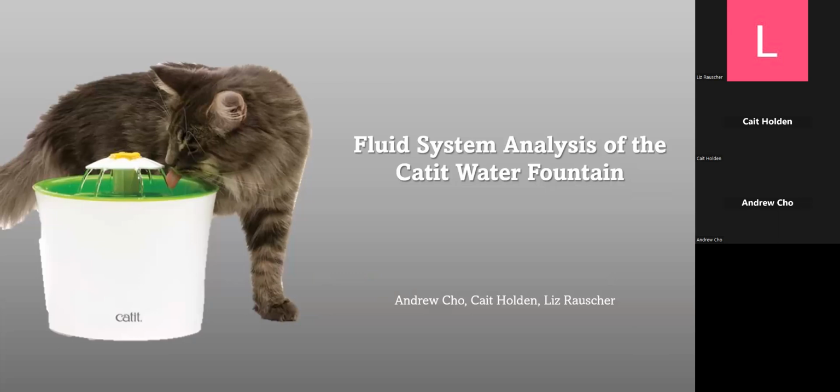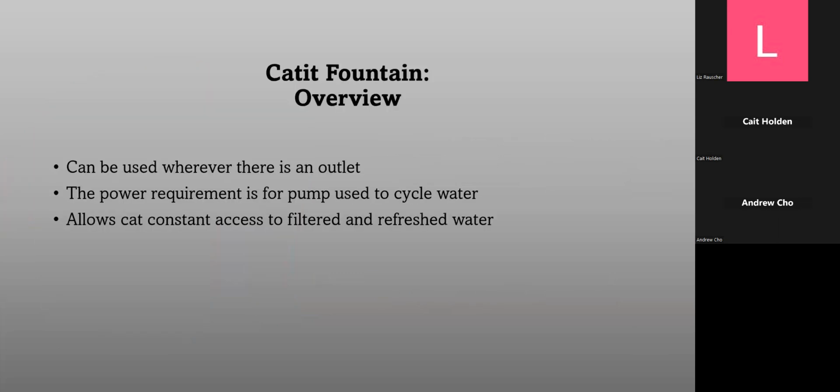For Andrew, Kate, and I's system, we decided to do the fluid system analysis of a Catit water fountain. For a little bit of an overview, this can be used wherever there is an outlet and is accessible to your pet. The power requirement for this is for the pump to cycle the water. This allows cats constant access to filtered and refreshed water throughout their day.